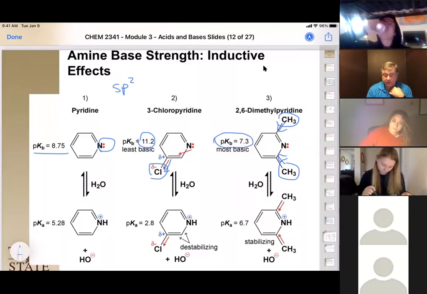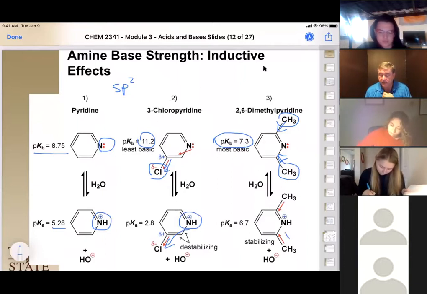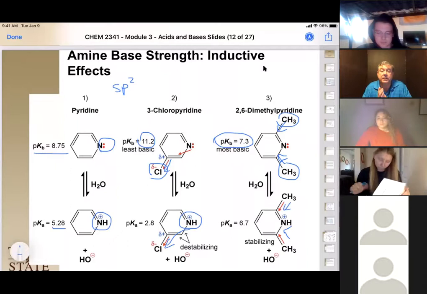And let's look at the trend in the pKa's of the conjugate acid. Right here, our conjugate acid is about a 5.28. But because of the removal of electron density here, that makes our conjugate acid 2.8. It's more acidic. It's less stable to have that ion there. And when we look at the other one, because of the stabilizing effect of having those carbons there to donate electron density and help stabilize that positive charge, we end up with the higher pKa.